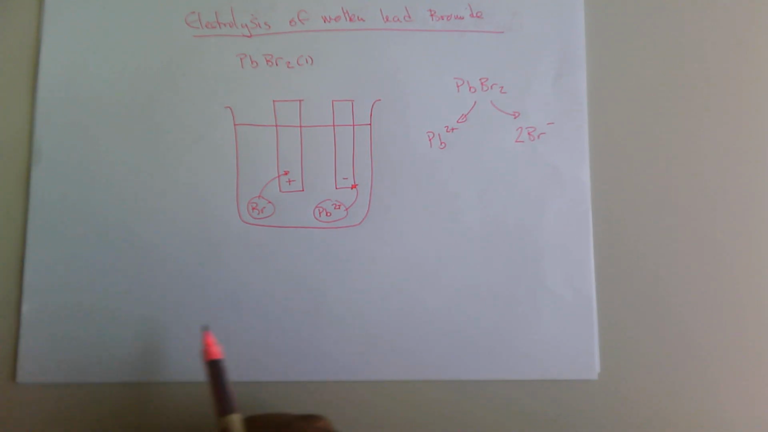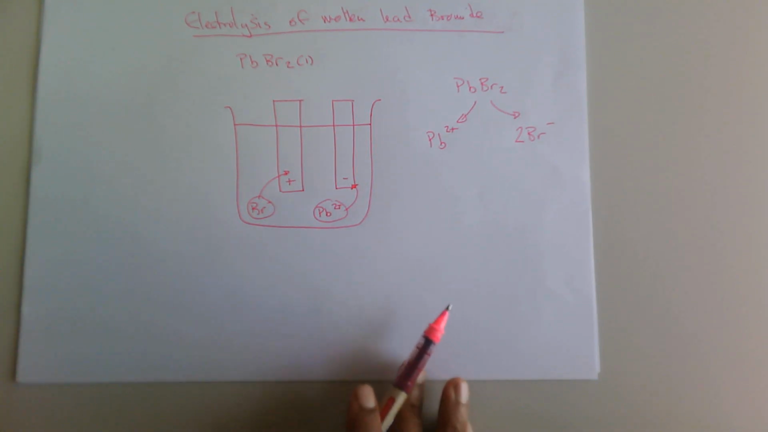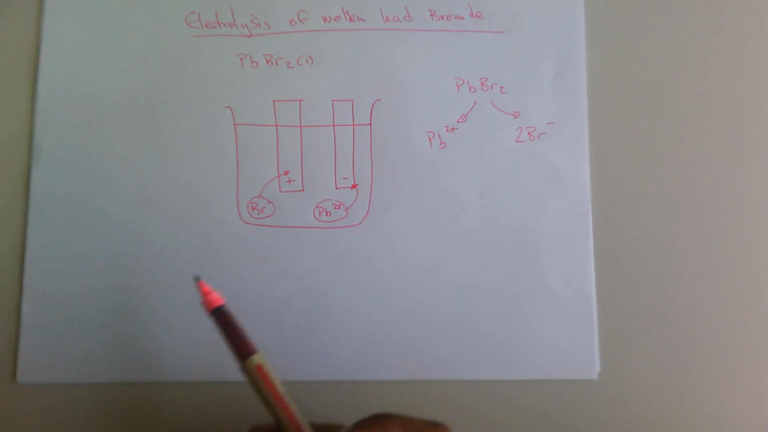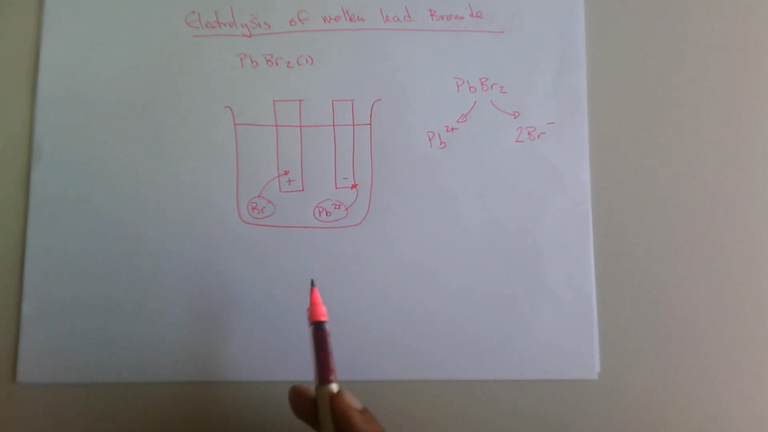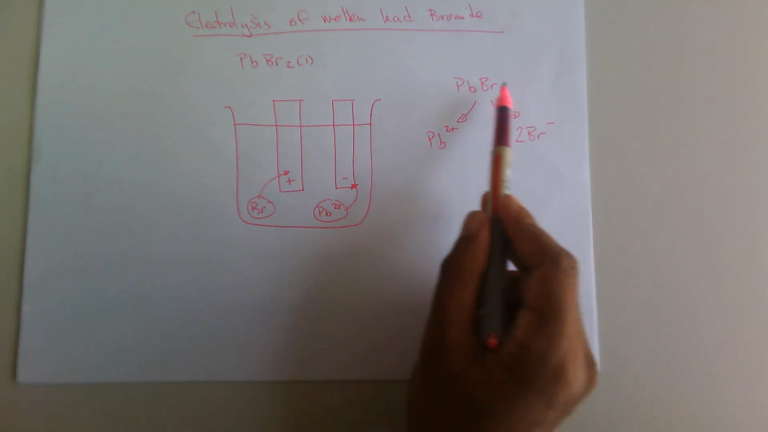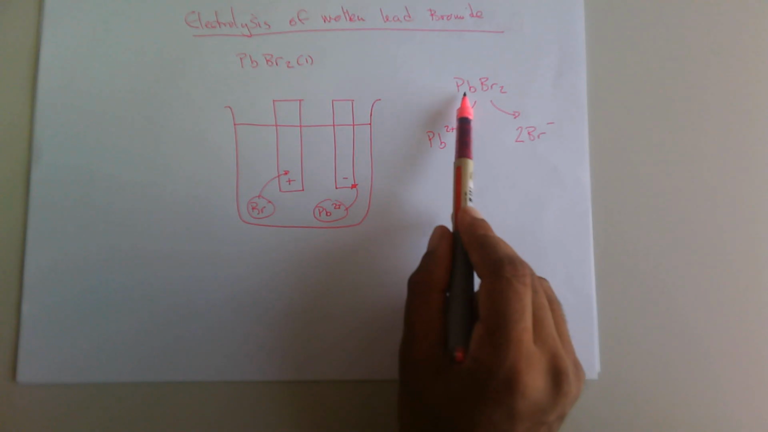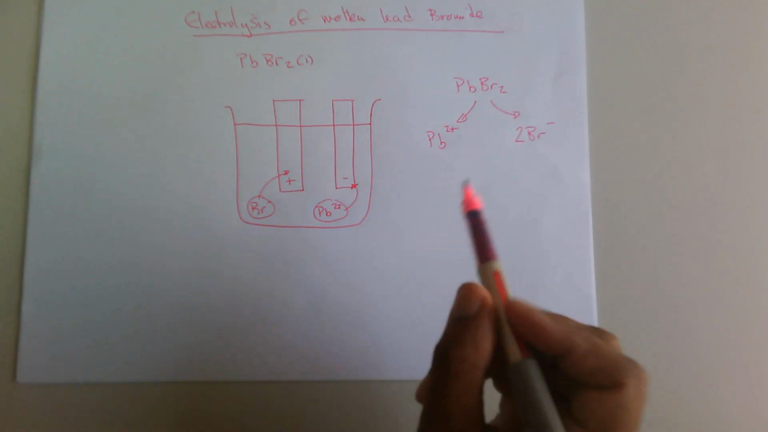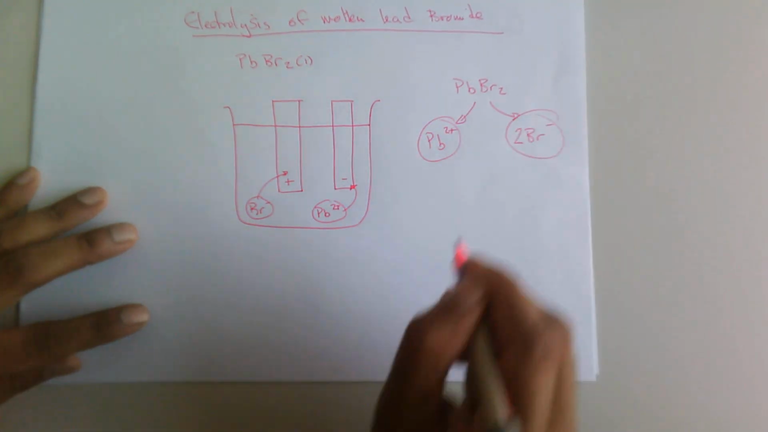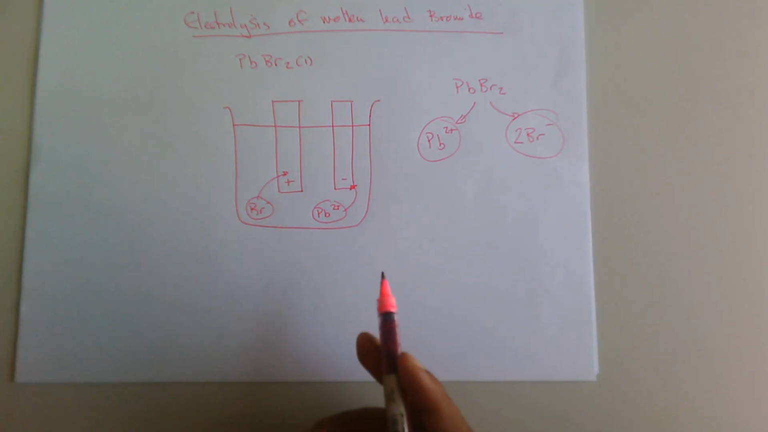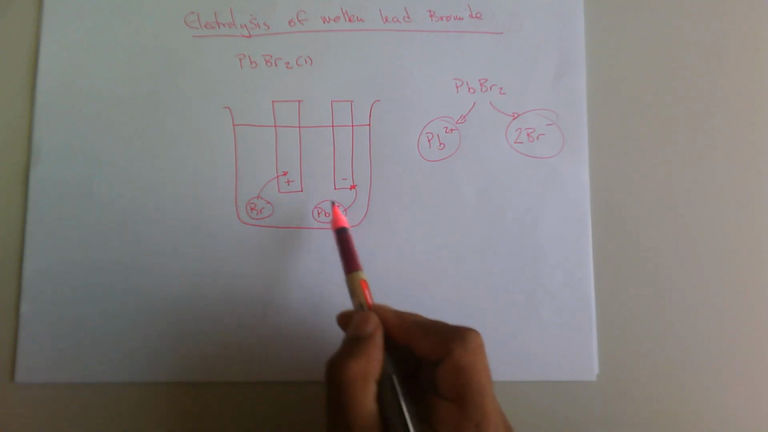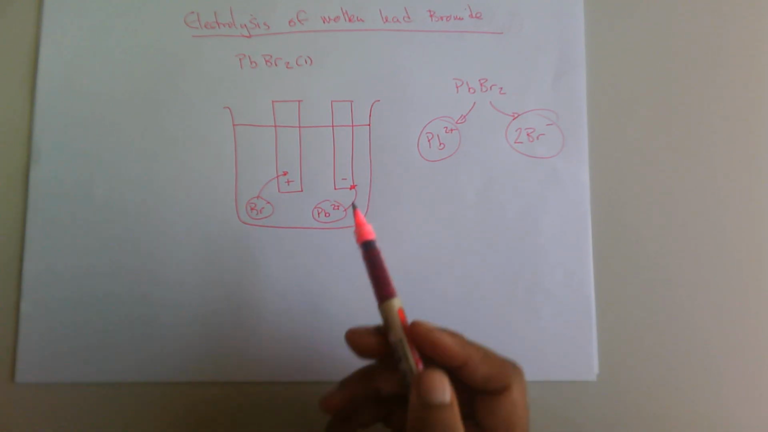Okay, so there is no other ions. This is the reason why we need to be careful when we think about molten as opposed to a solution. The only two ions are the ions that come from the substance. So in this case it's lead bromide, so there is no other ions that will affect the electrolysis. So then we look at what's happening at the electrode. Obviously positive is attracted to the negative, negative attracted to the positive.